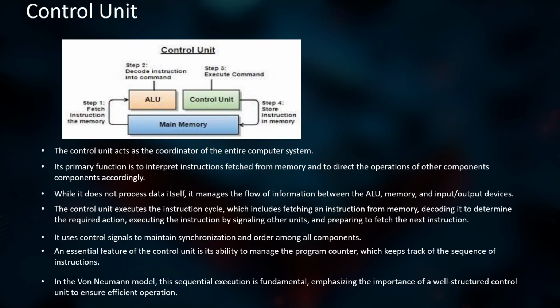Next is the control unit. From the main memory, step one is to fetch the instruction from the memory and give it to the control unit. The next step is to decode the instruction into a command. Then the control unit's responsibility is to execute the command, and finally, step four is to store the result into the memory. This is the cycling process of the control unit.